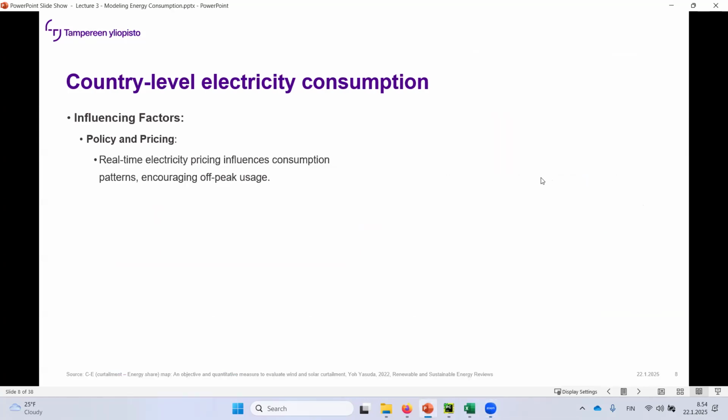What other influences policy and pricing? So real-time electricity pricing influences consumption patterns, encouraging off-peak usage. And this, in my opinion, has been a really good thing, because not too many people are using pörssisähkö, so market-priced electricity contracts, but enough that it makes a difference. Renewable integration, so that's the so-called root of all evil, in a sense that it makes perturbation in our electricity system.